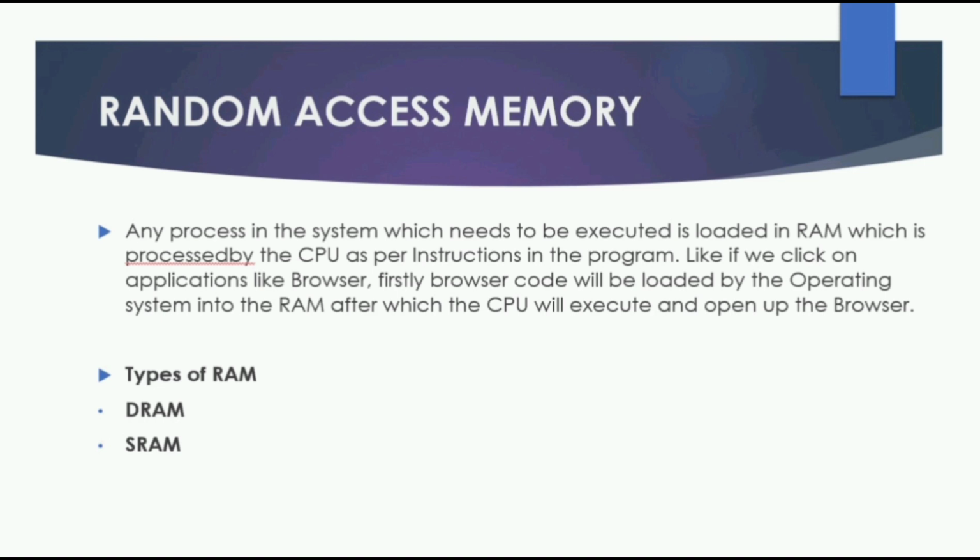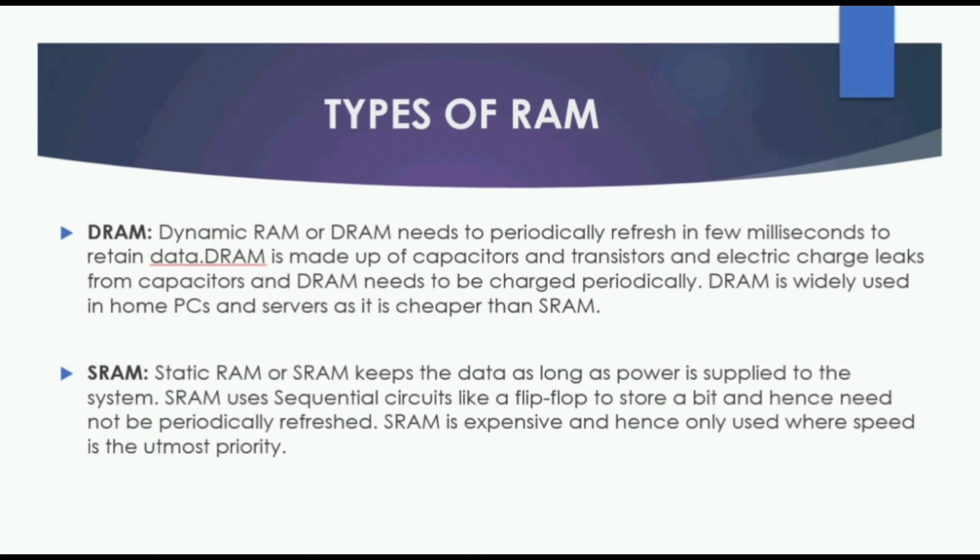Types of RAM: DRAM and SRAM. So let's start with RAM, which means random access memory. DRAM, dynamic RAM, needs to be periodically refreshed in a few milliseconds to retain data. DRAM is made up of capacitors and transistors, and electric charge leaks from the capacitor, so DRAM needs to be charged periodically. DRAM is widely used in home PCs and servers as it is cheaper than SRAM.